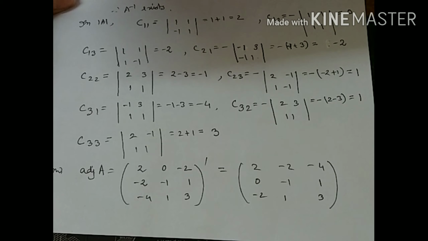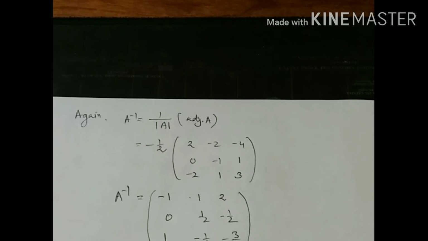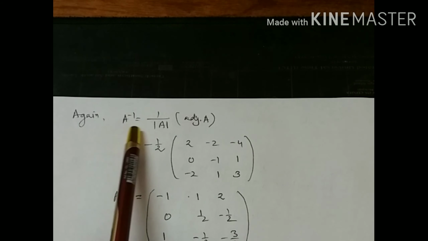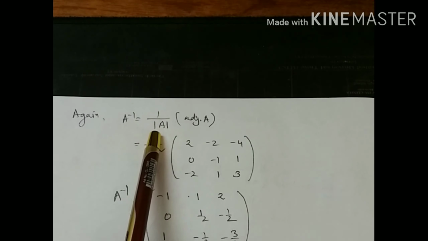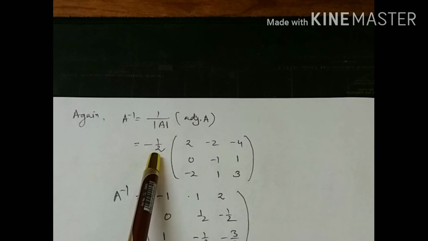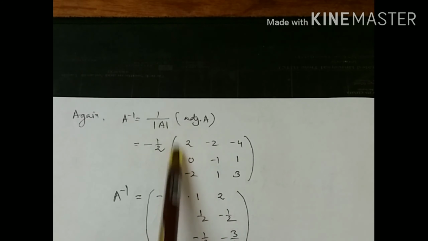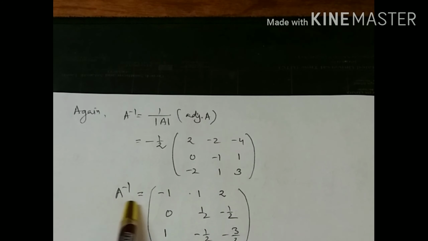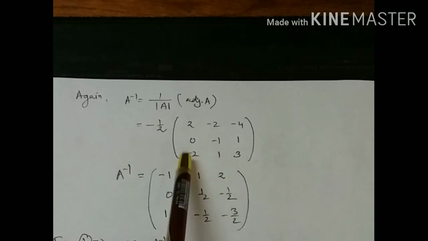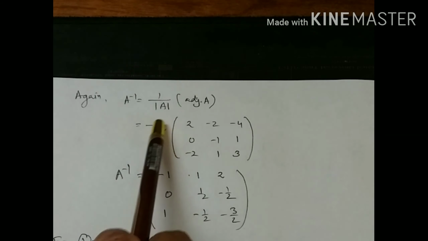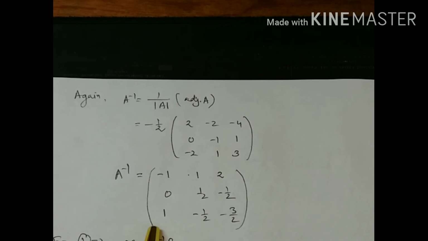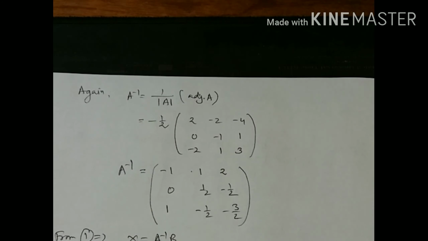So this is the adjoint of A, because when we find the inverse, the formula of the inverse is 1 by determinant of A times the adjoint of A. Putting in the value of the determinant of A, which we found earlier, and the matrix, we get the inverse by multiplying each and every element by the constant scalar. So this becomes A inverse. So this is the A inverse, and we have to go for the solution.